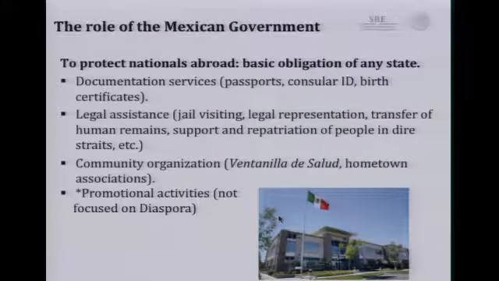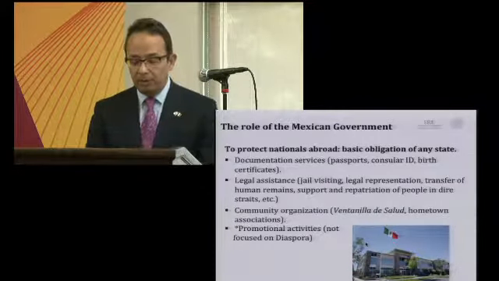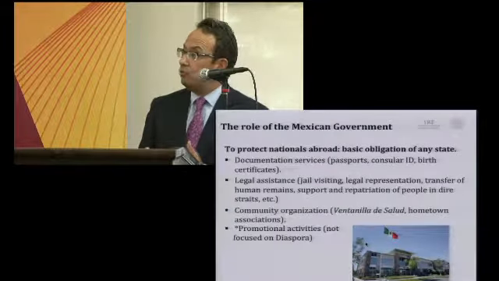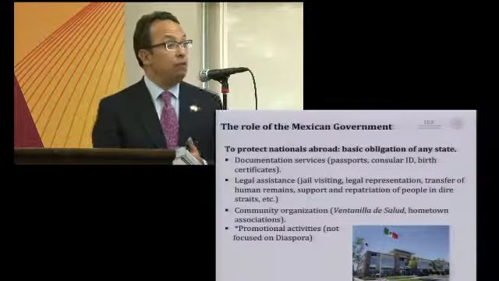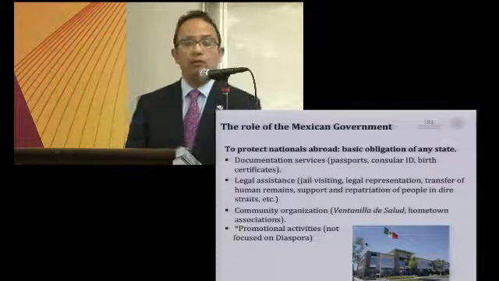We do it, in my opinion, through three main tracks. The first track is documentation services. We provide passports, we provide consular IDs, birth certificates, testaments to people abroad. I am a judge. I can marry people, Mexicans who live within my consular jurisdiction. That's part of my responsibility. Also, like other consulates, we provide legal assistance to Mexicans in dire straits, Mexicans who are in trouble in our consular jurisdictions. We visit jails. We help in the repatriation of human remains.